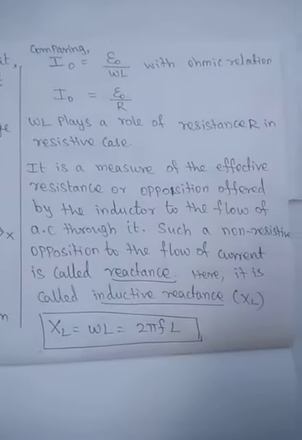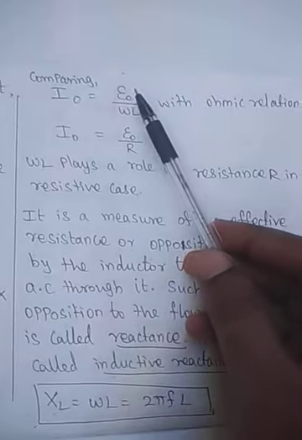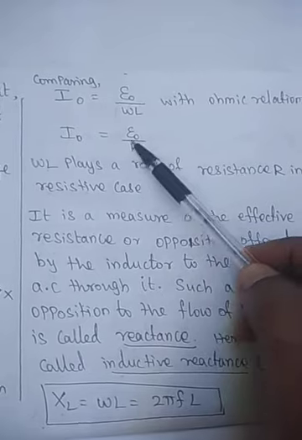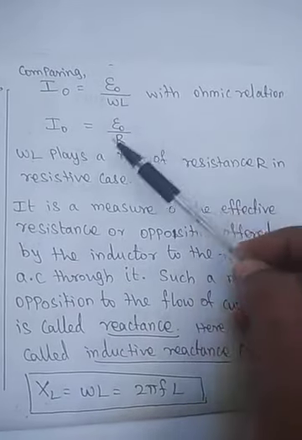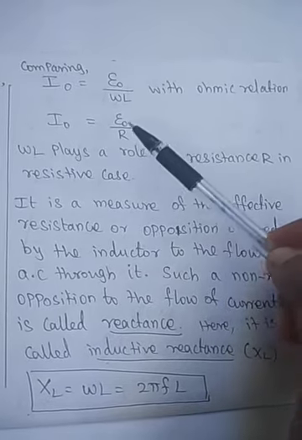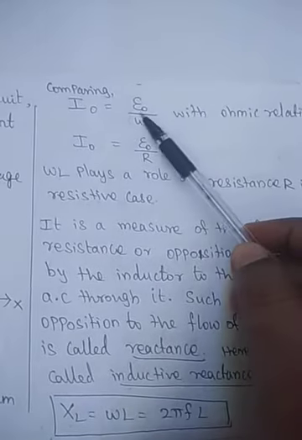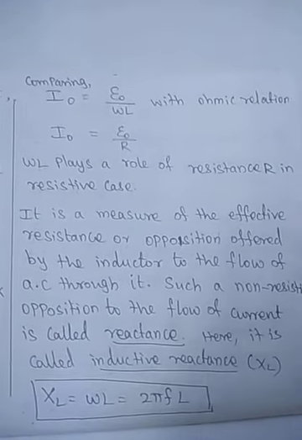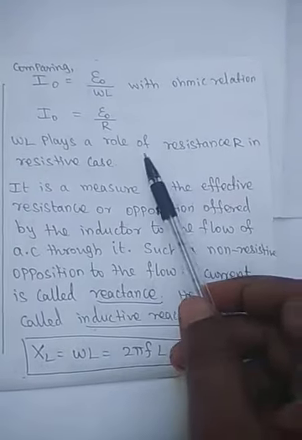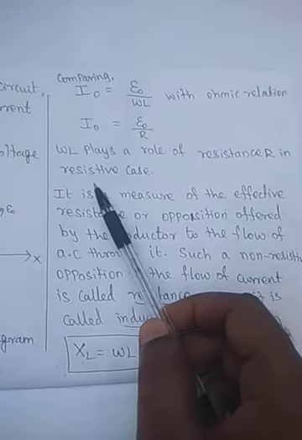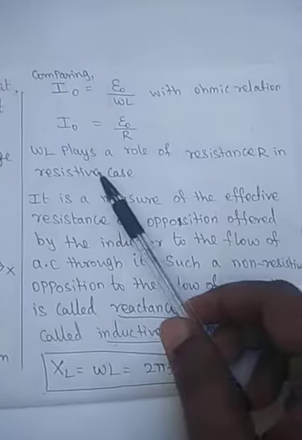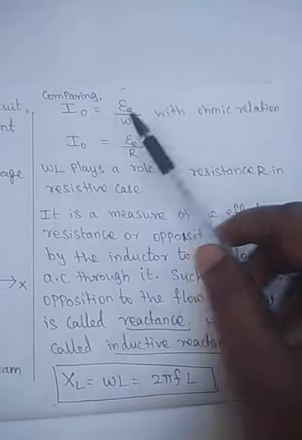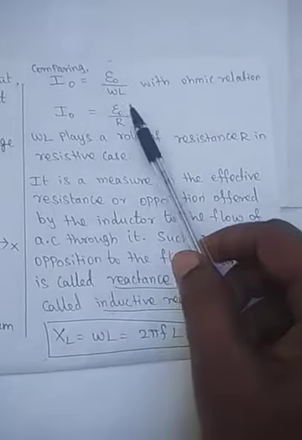Comparing the equations, I naught is equal to E naught by omega L, and with the Ohm's law relation, I naught is equal to E naught by R. So this R must correspond to omega L. This R is the resistance of the resistor, but here omega L represents the resistance of the inductor. So omega L plays the role of resistance. In the resistor case, R represents the resistance; in the inductor case, omega L represents the resistance.